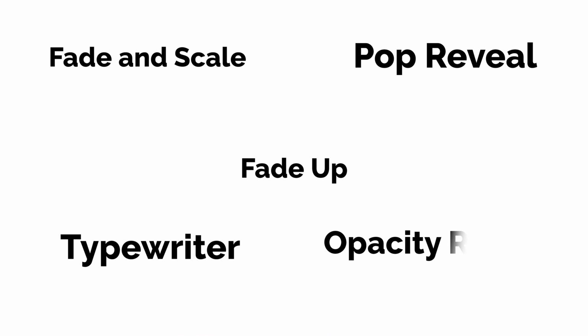As captions and subtitles become more mainstream, it's important that your text stands out in your videos. The right text animation sets the tone for your video and grabs the attention of the viewer. In this video, I'm going to show you 5 different text animations that are going to help you stand out from the rest. The first animation is called the fade and scale reveal.